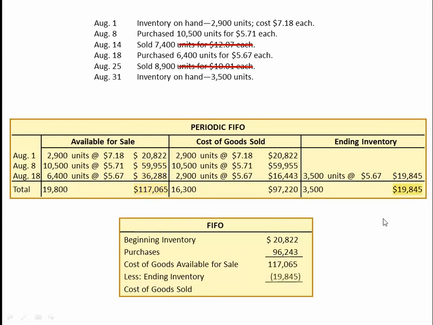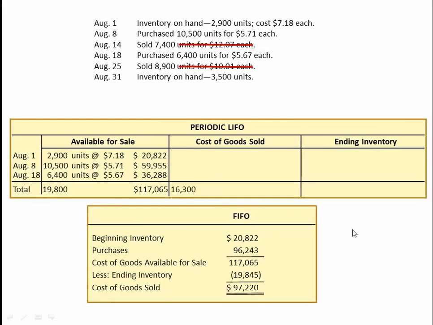We subtract our ending inventory and we get our cost of goods sold. That's the FIFO method. So let's check it. Let's check out periodic LIFO. Same information. The available for sale is going to be the same. The cost of goods sold is still the same, 16,300 units that we sold, but we're just going to account for it LIFO. So last in, first out.